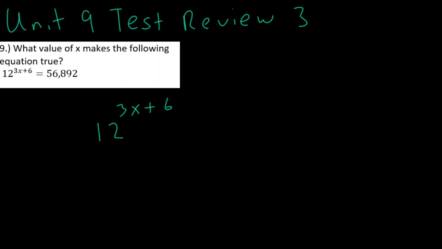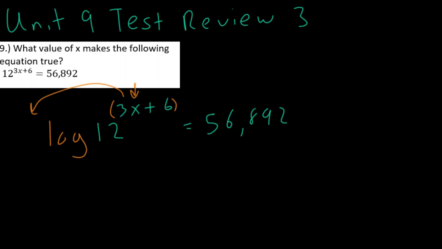So we have 12 to the power of 3x plus 6 is equal to 56,892. Now in this case, what we really want is we want this x out of the exponent. So the question you would ask yourself, how do I get something out of an exponent? Well, in this case, I want to take the logarithm. It allows me to take everything in the exponent and bring it down in front.